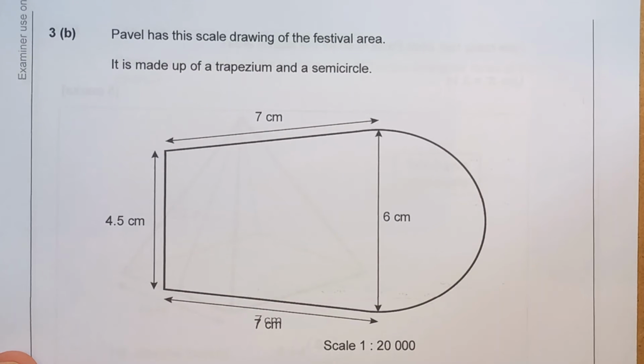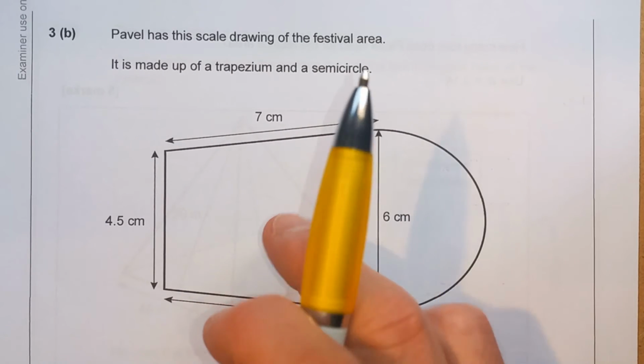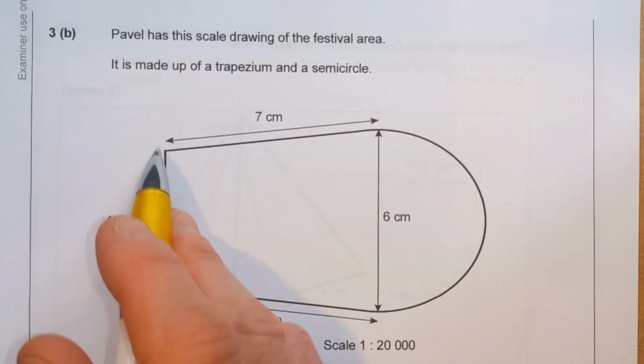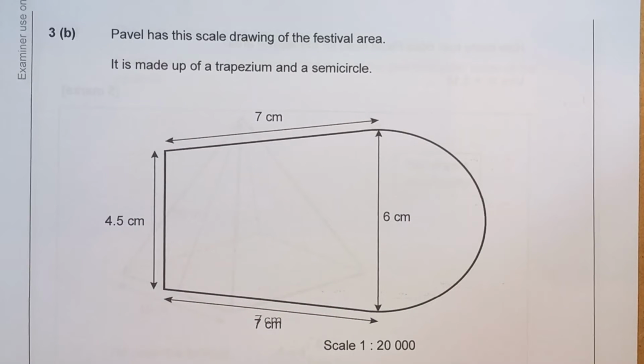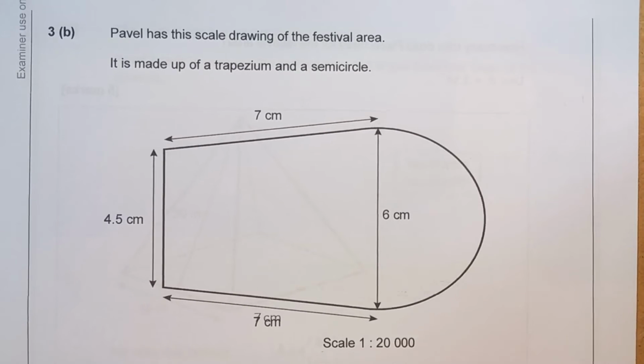Okay. 3b. Pavel has this scale drawing of the festival area. It is made up of a trapezium and a semicircle. So this is our trapezium. Normally we'd expect the trapezium the other way around, but these are our parallel sides, and a semicircle. Okay, and we've got the measurements on there in centimetres, and importantly, we've got our scale.